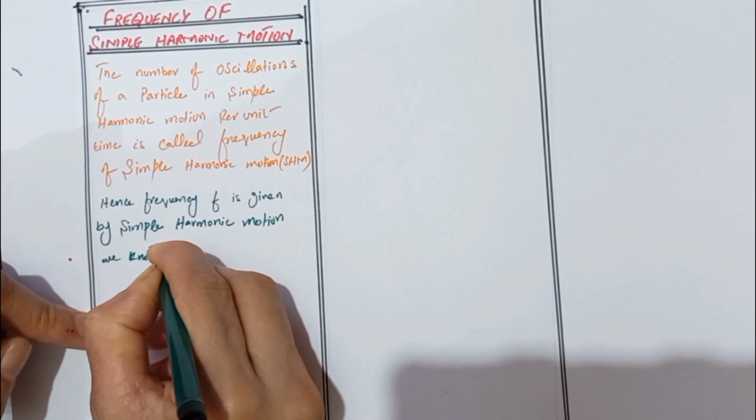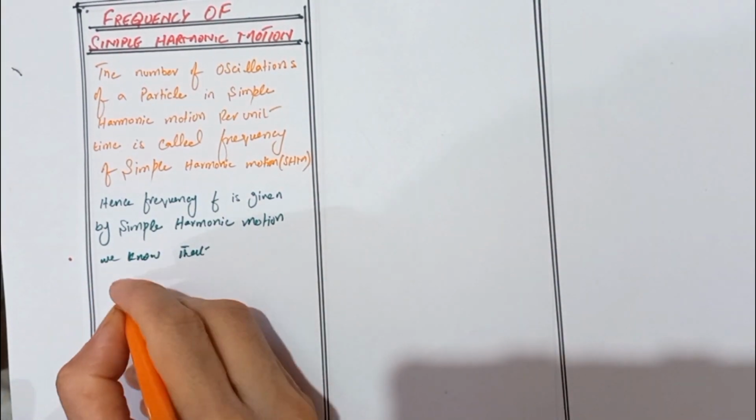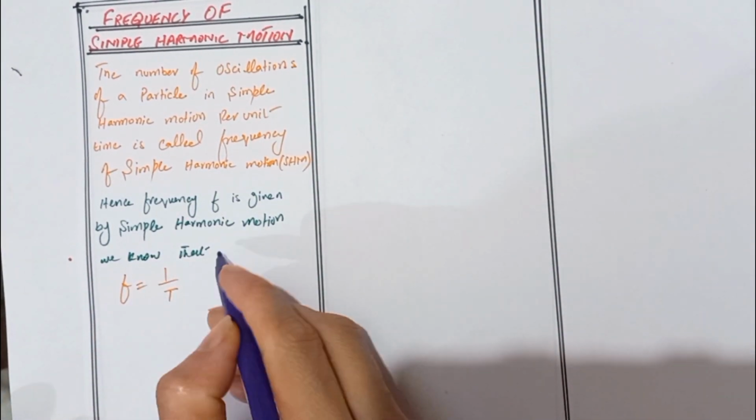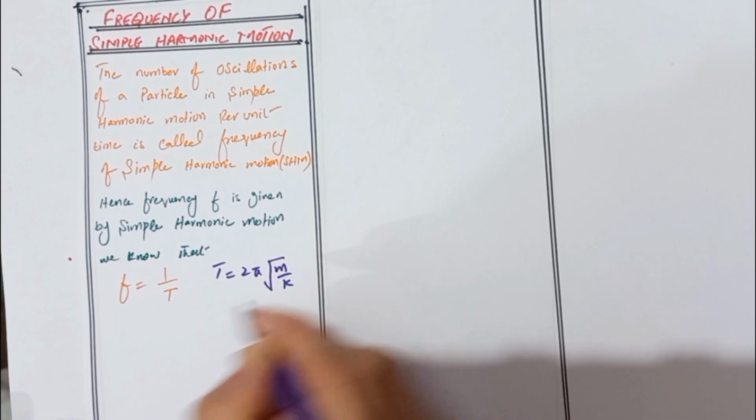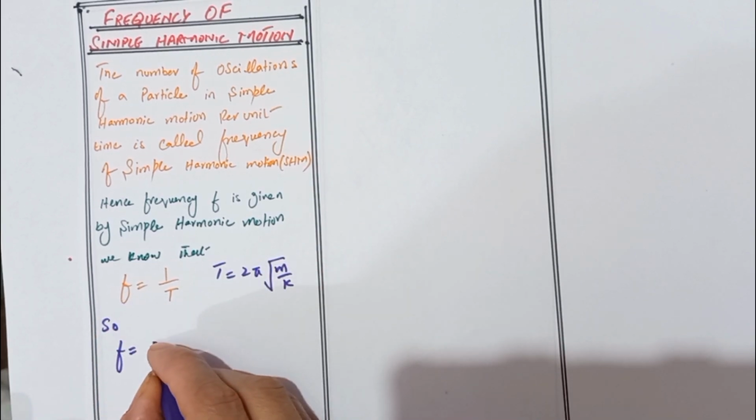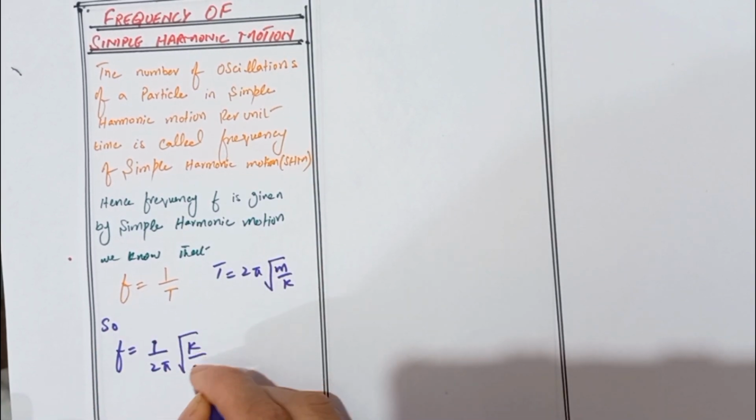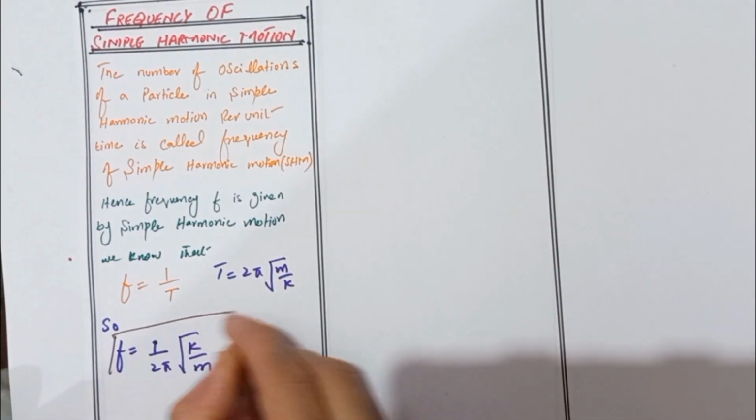We know that F is equal to 1 over T, and we found T is equal to 2 pi under root m over k. So the frequency becomes F is equal to 1 over 2 pi under root k over m. That is the frequency of simple harmonic motion.